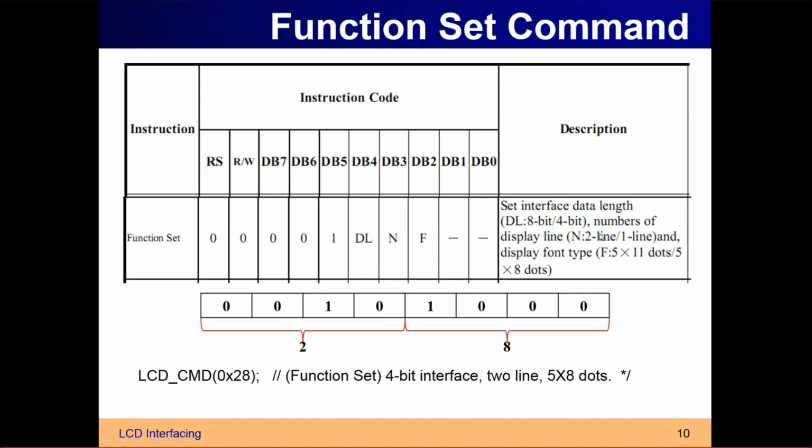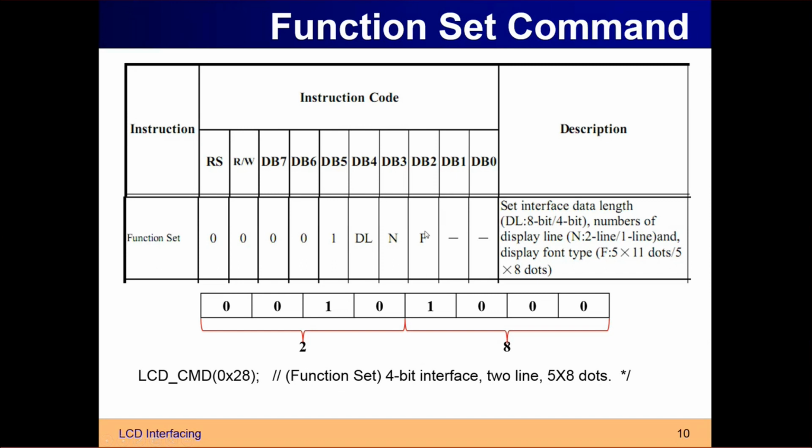The next one is the font type. I have told that we can have 5 cross 11 font size or 5 cross 8 font size. 5 cross 11 means 5 into 11 pixels will be there for representing one character. 5 cross 8 means 5 into 8 pixels will be there for displaying a character. So whenever you need to display, say, 1, only those pixels will be on, other pixels will not be visible. Here I am configuring 5 cross 8 font size dots.